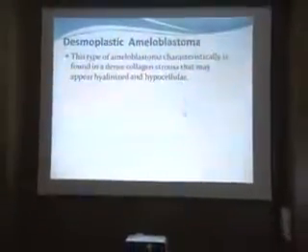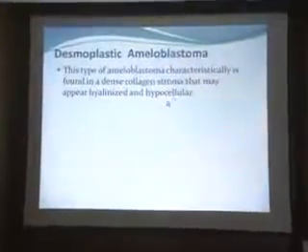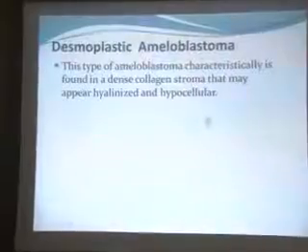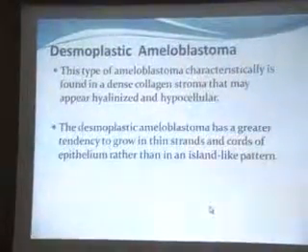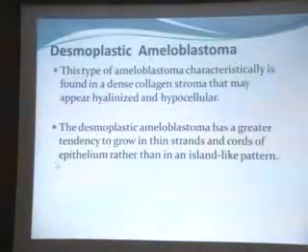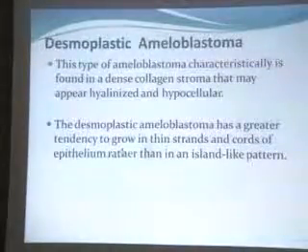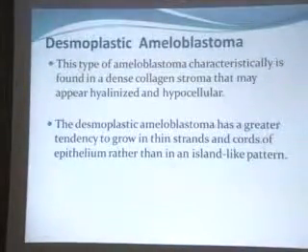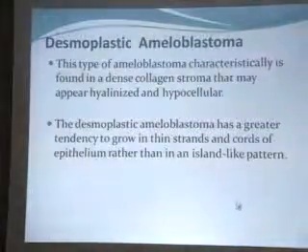So let's see how it differs from other variants. Now this type of ameloblastoma is characteristically found in a dense collagen stroma that may appear hyalinized. And the second important point to be noted is that it is hypocellular. Obviously when there are more collagen fiber bundles, the cellularity will be minimal, or hypocellular. Then the desmoplastic ameloblastoma has a greater tendency to grow in thin strands and cords of epithelium rather than an island-like pattern. This is again the second differentiating feature.